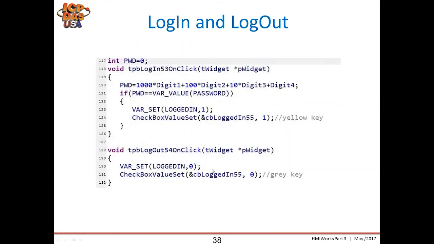Finally, we have a login and logout button. Login will calculate the value of PWD, multiplying each digit with an appropriate multiple of 10. PWD is then compared to the value of the password tag, and if they match, the login tag will be set to 1 and the yellow key will show. Logout will set the login tag to 0 and show the gray key.